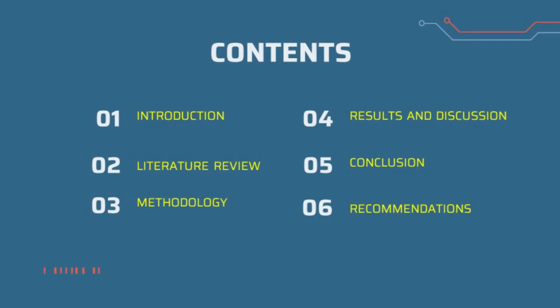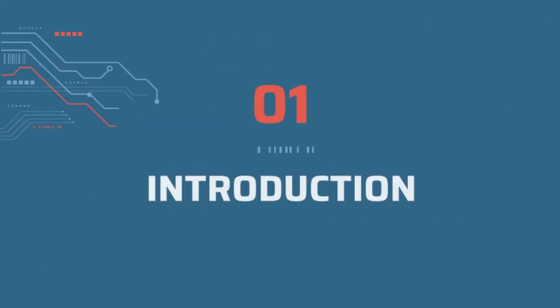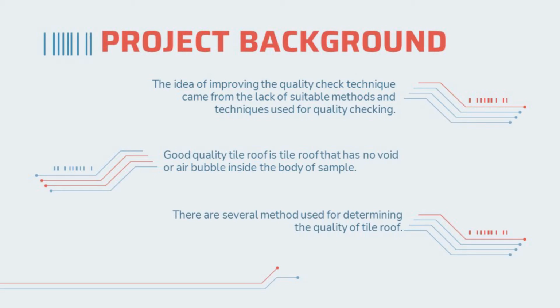I have divided my presentation into 6 sections. They are Introduction, Literature Review, Methodology, Results and Discussion, Conclusion, and Recommendations. I'd like to begin with my first point. The first section in this presentation is Introduction. I will explain the background of the project.